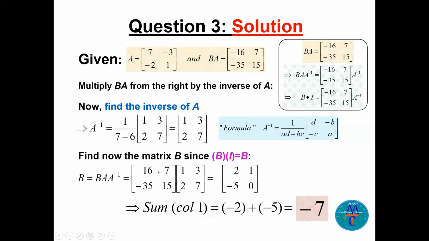So this is minus 16.7 minus 35, 15 times 1327. This is the inverse of A. So the answer is minus 2, 1, minus 5, and 0. In column 1, you take minus 2 and minus 5. You add them, you get minus 7.